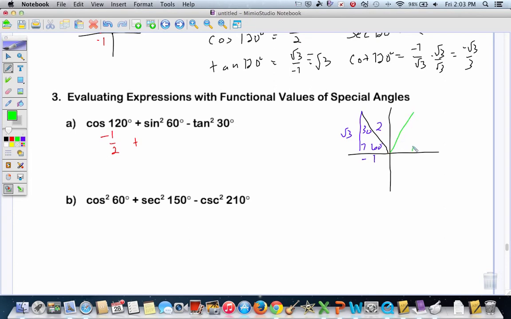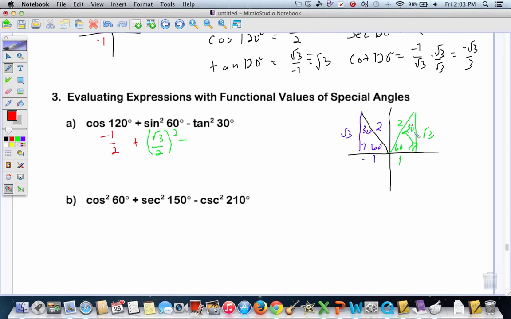From there, I'm going to put the sine of 60 in here. 60 is this angle from here. That's already a positive acute angle, so I have 60, 30, and 90. So I have 1, square root of 3, and 2. Sine is opposite over hypotenuse, square root of 3 over 2. Notice that's being squared.